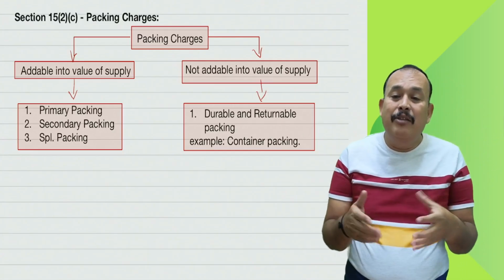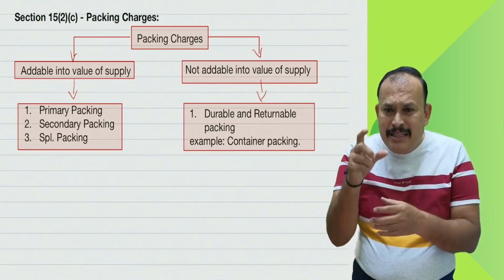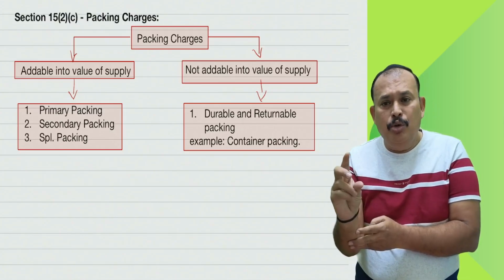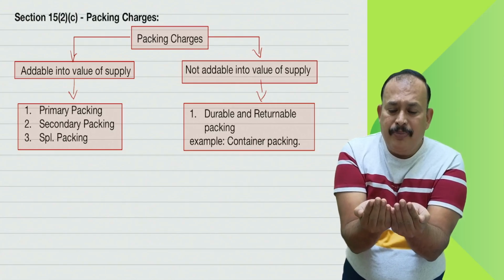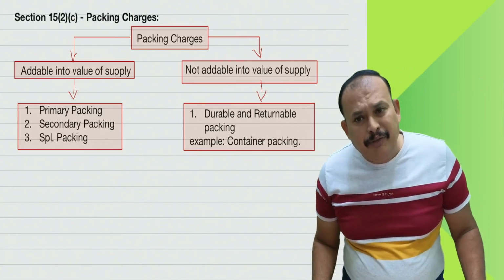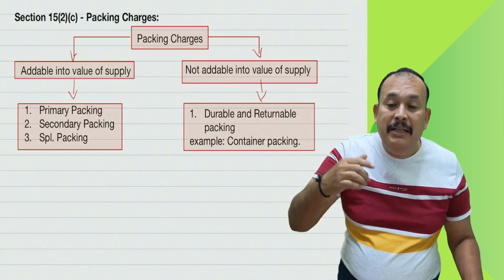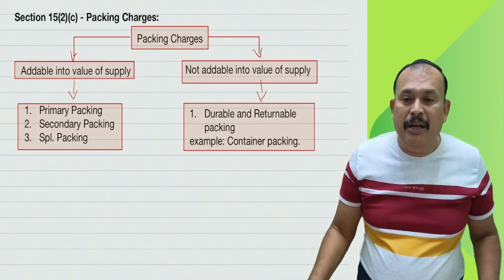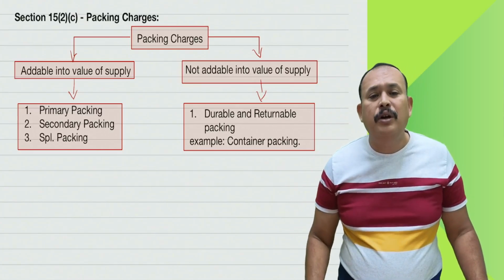Primary packing is the packing without which you cannot sell the goods. For example, I am selling cough syrup. It should be sold in a particular bottle, a 100 ml bottle. Can I sell it by asking the buyer to hold out his hands while I pour the cough syrup? Not possible. So the bottle is the primary packing, the bottle covered in a particular box is the secondary packing, and such a box covered with polythene paper is special packing. These are all consumed as part of the supply, therefore addable in the value of supply.